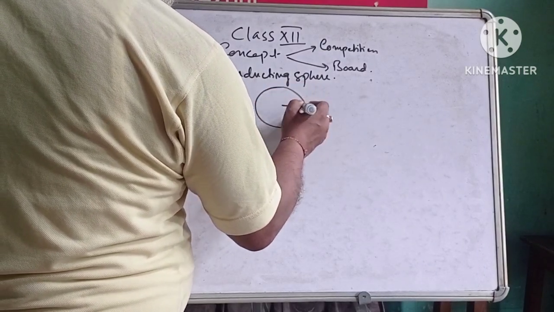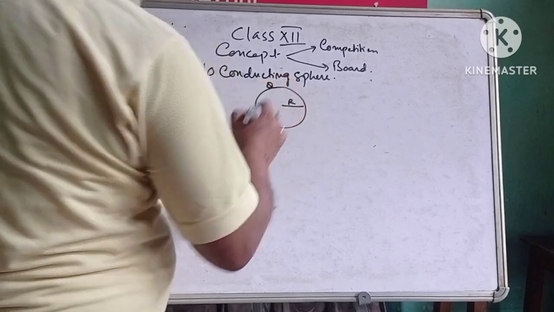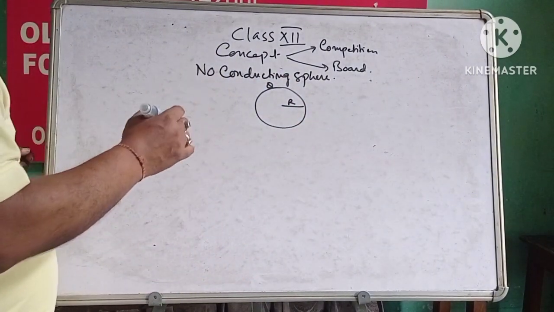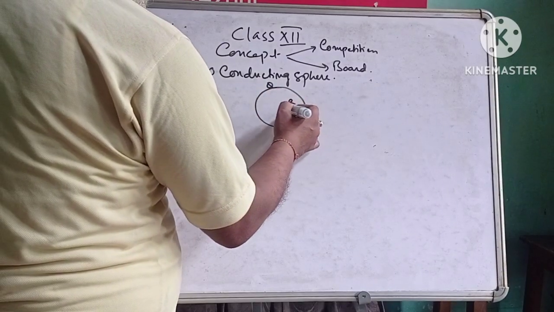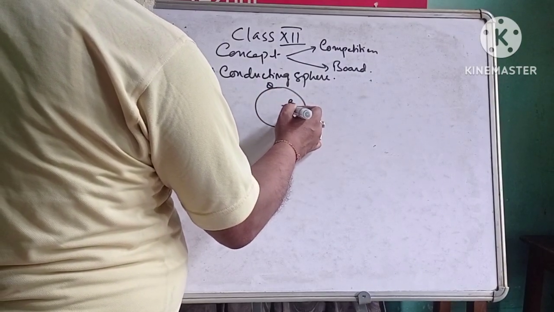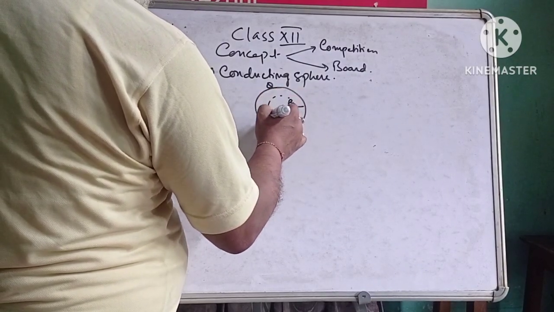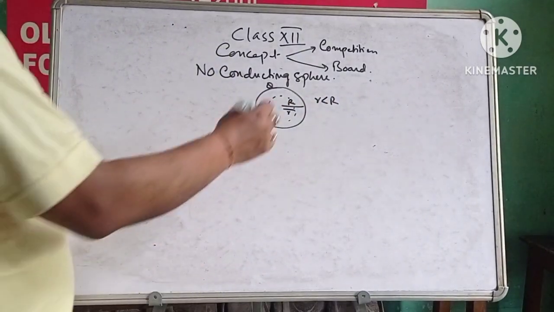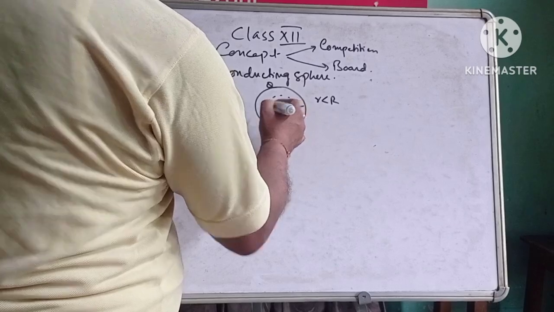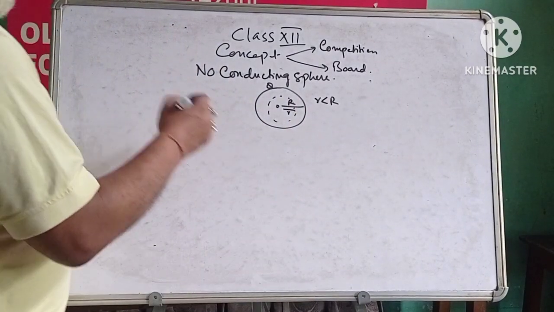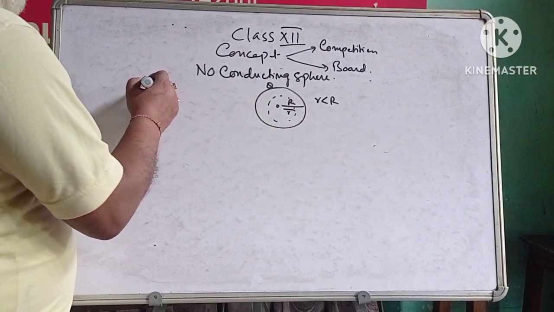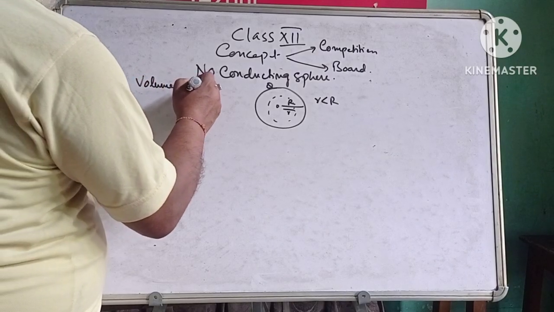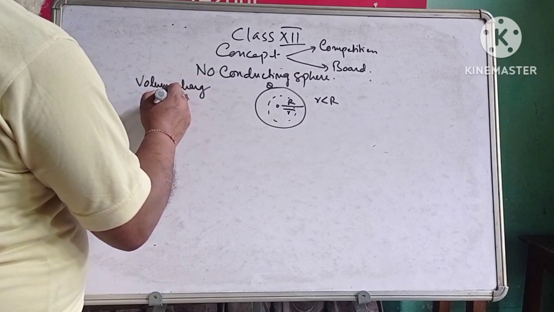It is of radius R, Q charge is here. So let us find what will be the electric field at a distance r, where r is less than R, and what will be the potential at a distance r from the center. So for this you have to go for charge density, volume charge density.